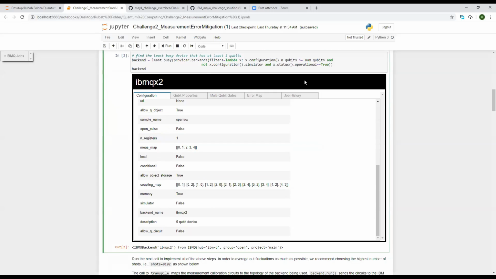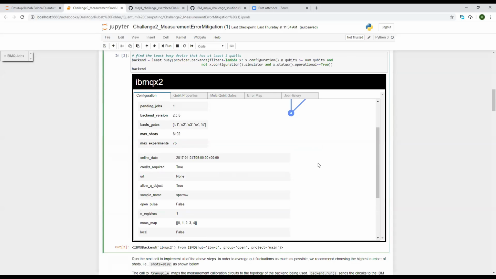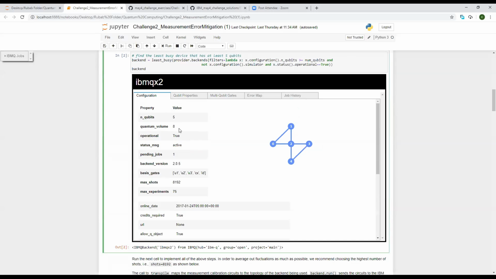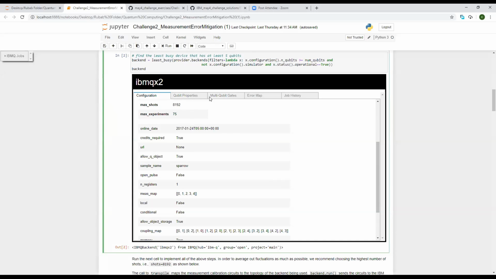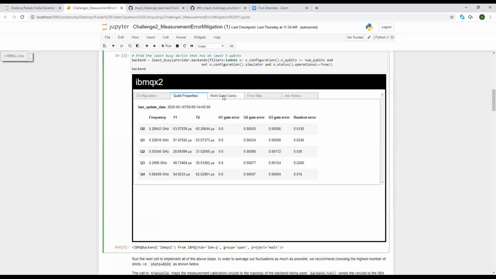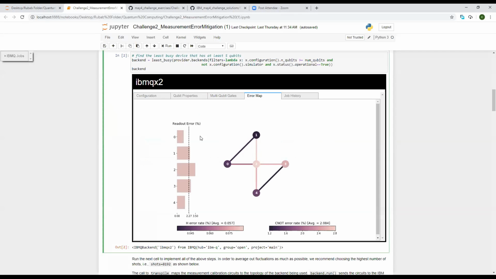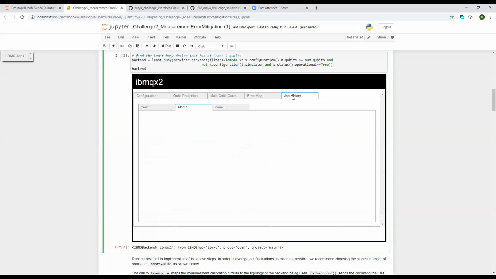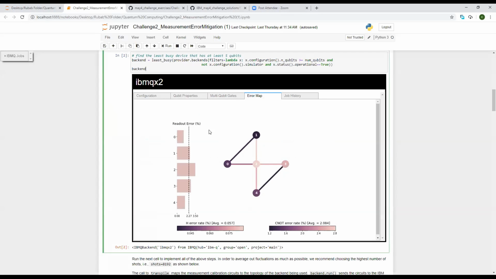All right, so this tab will open up when you run this, and it gives all the configuration of the qubit properties and the system we are working on. It's a 5-qubit system. It gives the configuration: the number of qubits is 5, and the status is active. It's the least busy device. It's not busy, so it will give us the fewest errors, so the calculation will be easier. There are qubit properties, multi-qubit gates, and the error map. This error map is the most important thing. There is also the job history, but I'll explain what a job exactly is. So this is the error map, our main focus of attention.